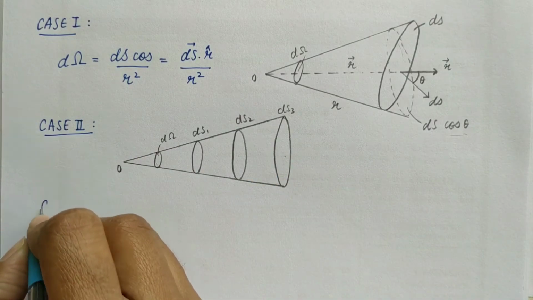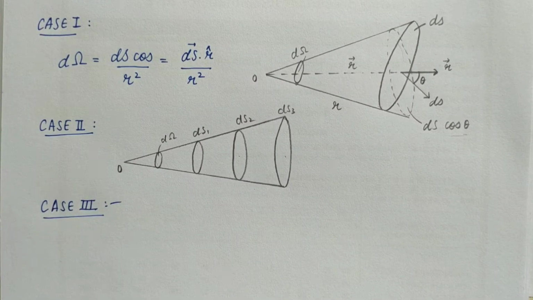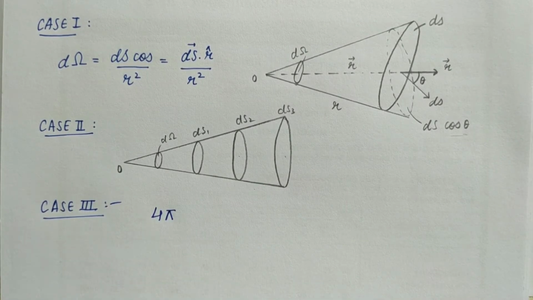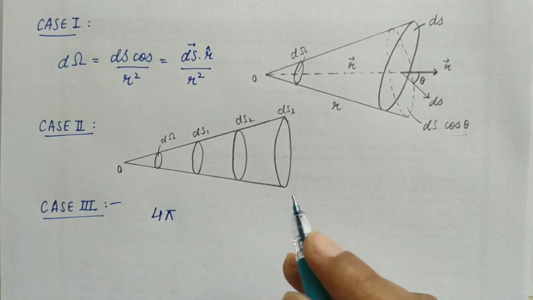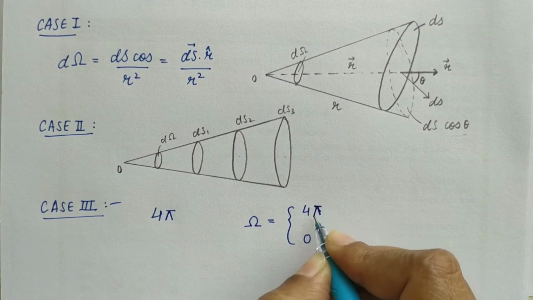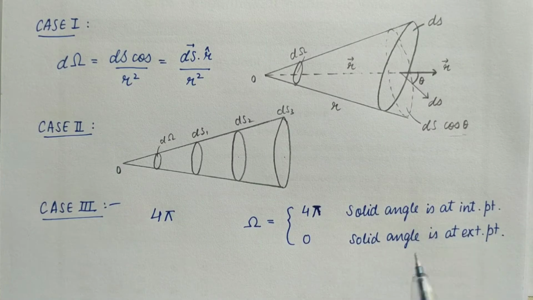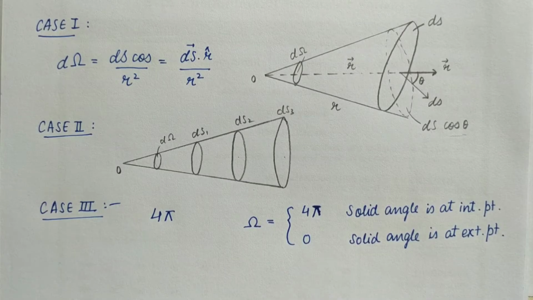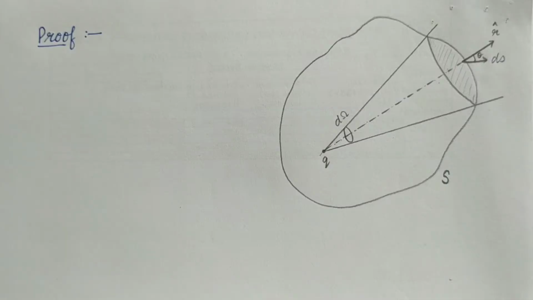Now the third case: the solid angle subtended by the sphere at the center O is 4 pi, or we can say that the complete solid angle is 4 pi. So the value of omega can be 4 pi or 0. If the solid angle is at an internal point, then it will give the complete 4 pi angle. But if the solid angle is at an external point of the Gaussian surface, then it will give us the value 0. Now we are ready to do its proof.